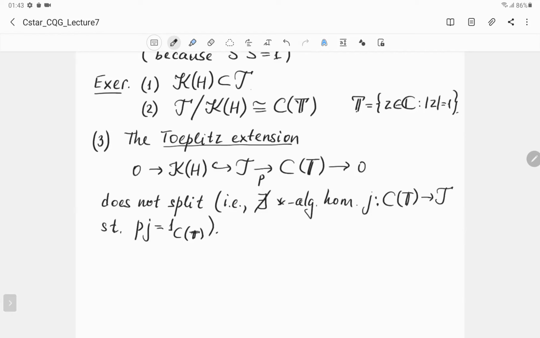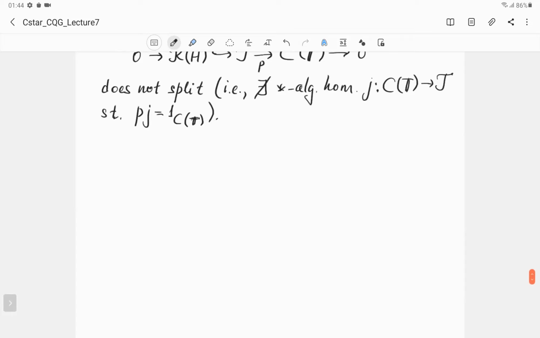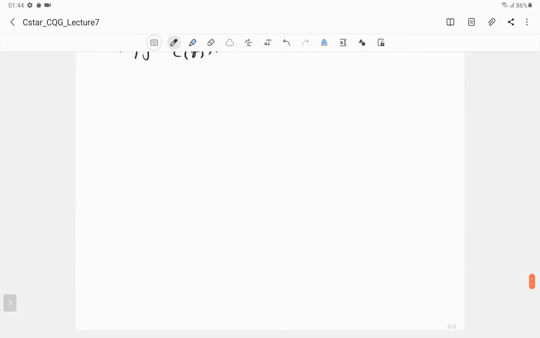So the Toeplitz algebra, and especially the Toeplitz extension, are very important ingredients in K-theory of C-star algebras. And in particular, they play an important role in the proof of the Bott periodicity for K-theory of C-star algebras, which was suggested by Joachim Cuntz. Okay, so that's all I wanted to tell you about quotients.